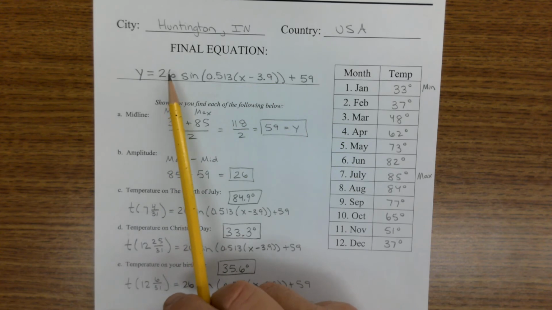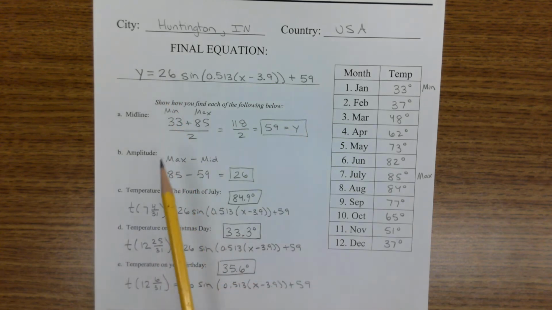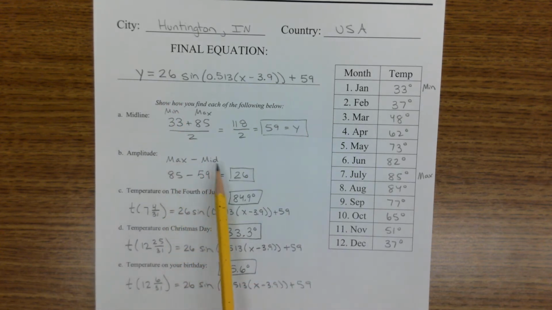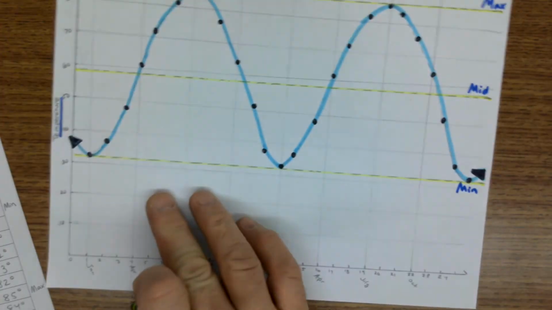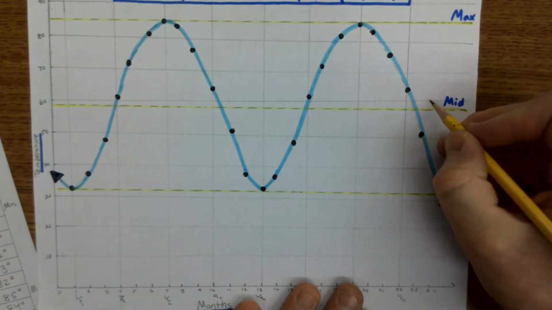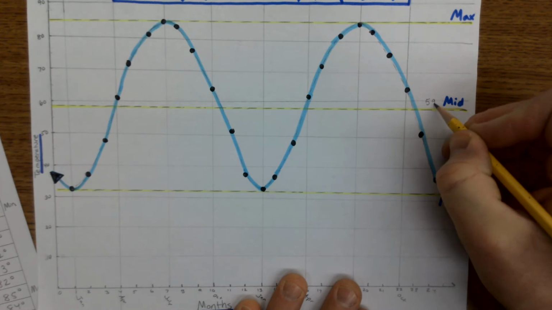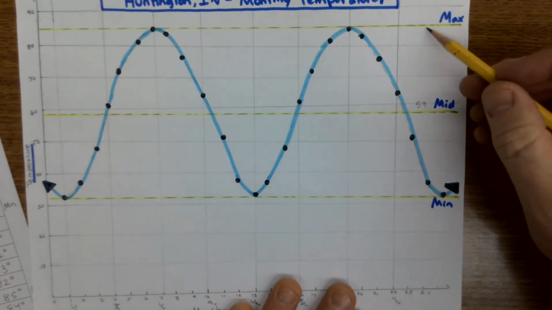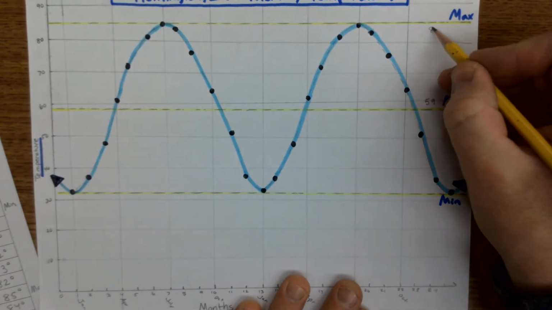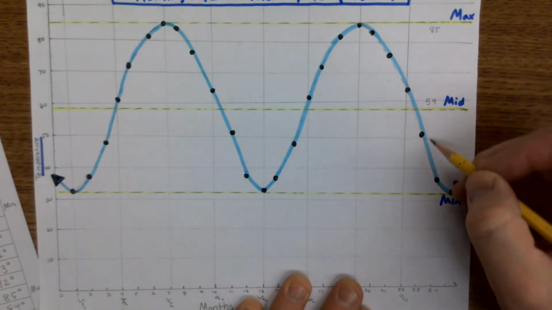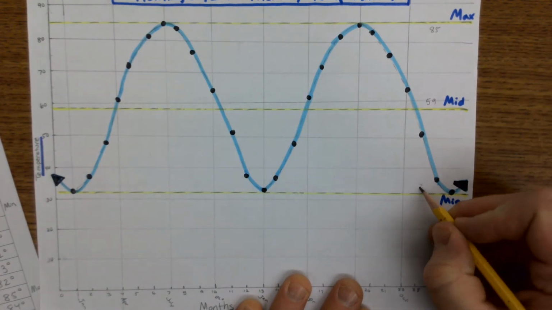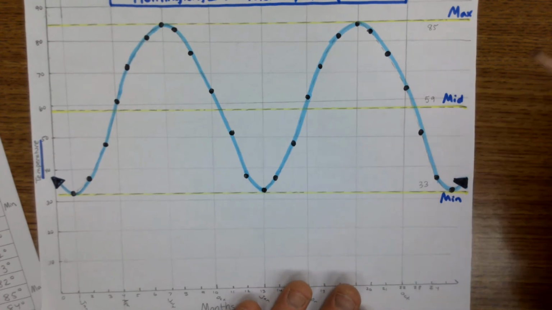Well, how do I find the maximum, or the amplitude? Well, that's just the difference between the max and the mid, 26. So if you look on this graph here, this midline is 59, and if I go up 26, I'm up to the maximum at 85. And if I go down 26, I'm down to the minimum of 33. So that's how I found those numbers.